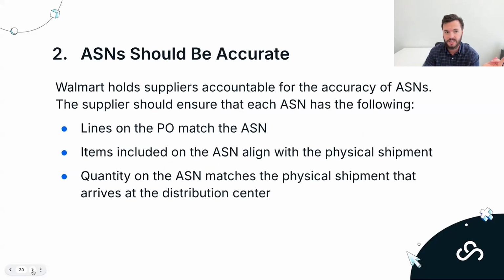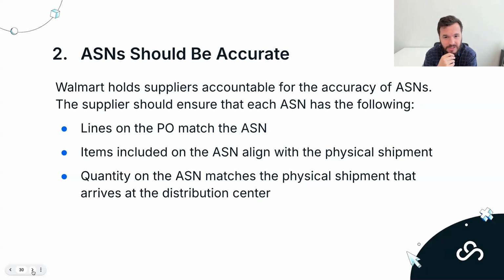Accurate information is helpful. It's good information, right? You don't just want to make sure that the ASN is received on time, but that it's got all the right information. And again, it's sometimes just the same issue. If it's not accurate enough, then it won't be received on time, and then it will result in those fines. You want to make sure that the lines on the PO match the ASN. That's super important. Those PO lines, getting them aligned is really important.